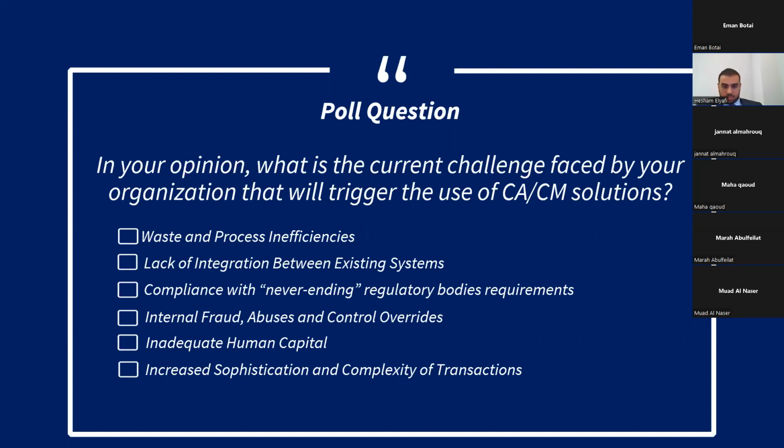So I can see a lot of choices. A lot of the answers are spread, but mainly the majority of answers came in number 2, which is the lack of integration between existing systems. And in fact, continuous auditing and continuous monitoring solutions are usually a good way to integrate systems. Although I was expecting answers like 6, the increased sophistication and complexity of transactions, or 1, waste and process inefficiencies, it seems most of you are facing issues with integration within existing systems in your organization. So you have data disparate across different systems. Okay.